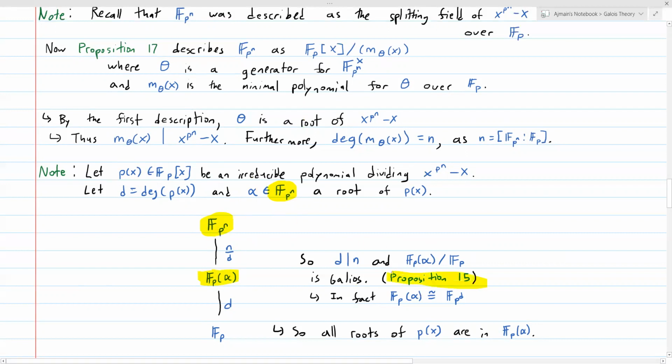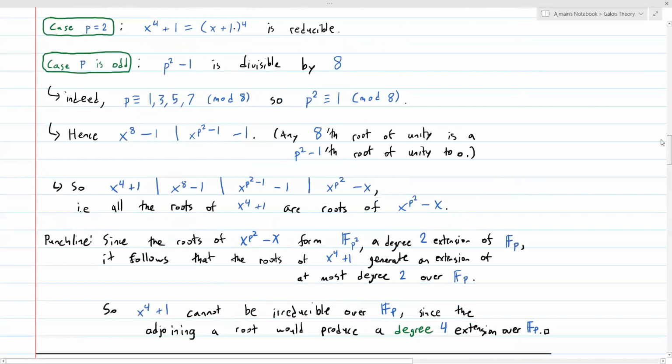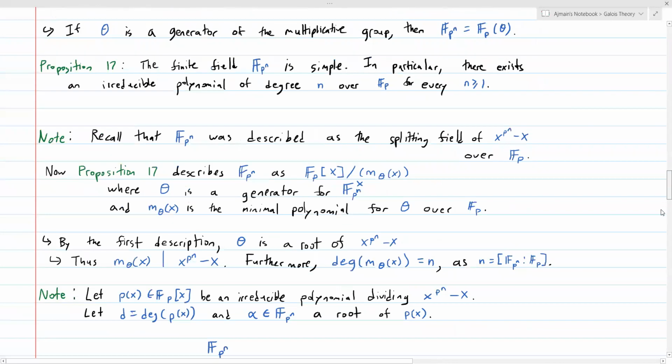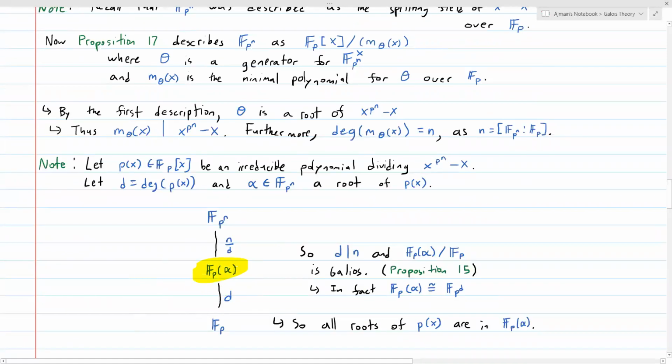But by proposition 15, we know exactly what all the subfields of the splitting field look like. Let's just go back to proposition 15 to see what it said. So it said the subfields of F_p to the n are all Galois over F_p and are in one-to-one correspondence with the divisors d of n. They are the fields F sub p to the d, the fixed fields of this group. So the subfields are in one-to-one correspondence with the divisors d of n. And furthermore, d is the degree of this subfield over the ground field.